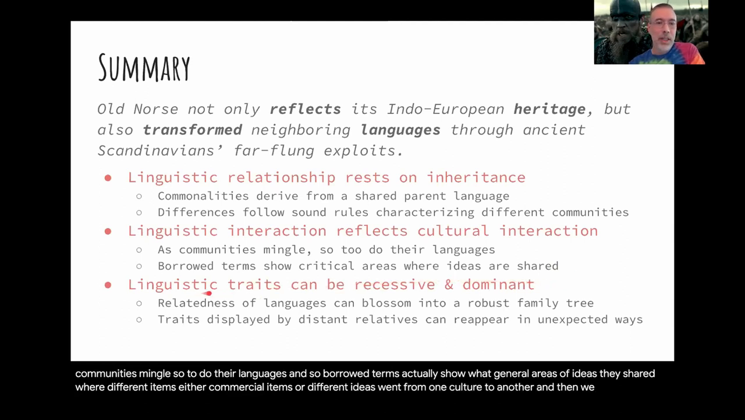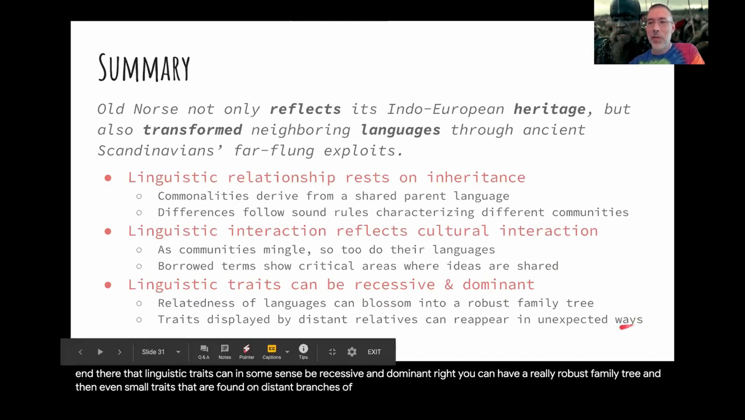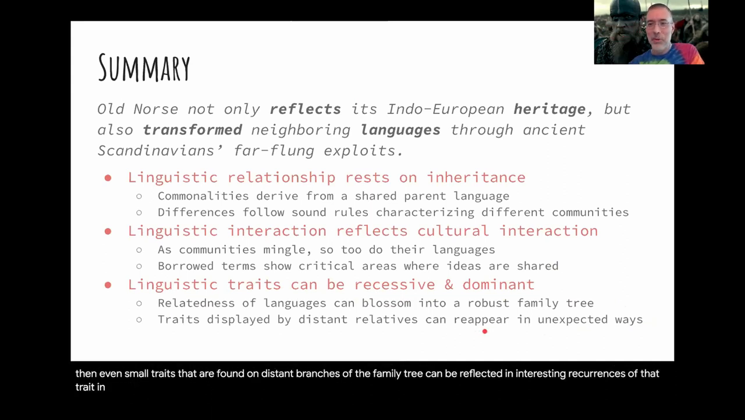And then we saw near the end there that linguistic traits can, in some sense, be recessive and dominant, right? You can have a really robust family tree, and then even small traits that are found on distant branches of the family tree can be reflected in interesting recurrences of that trait in the part of the tree you're focusing on, like in Old Norse for this discussion.